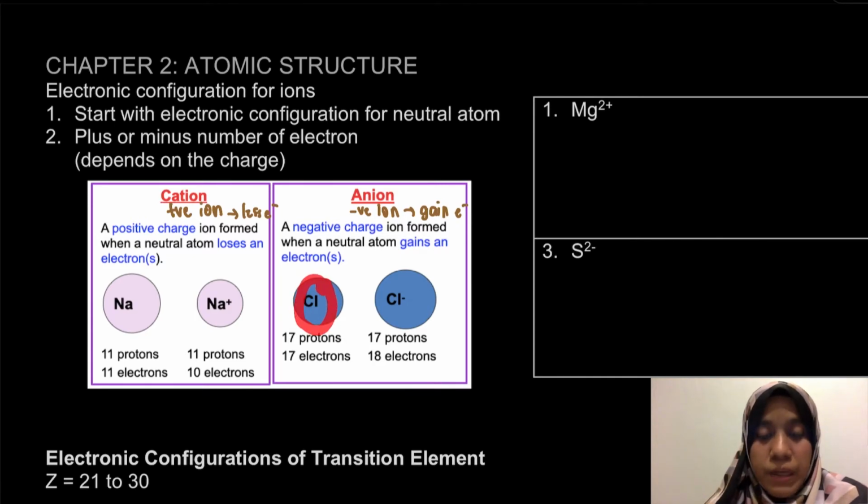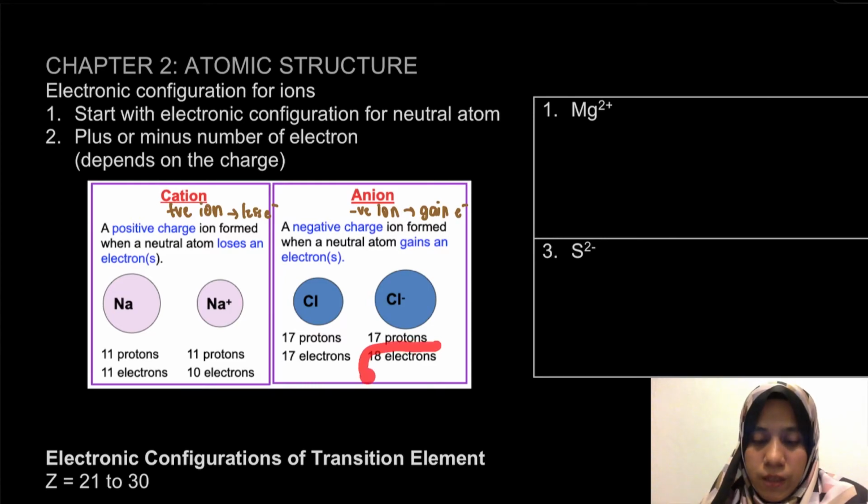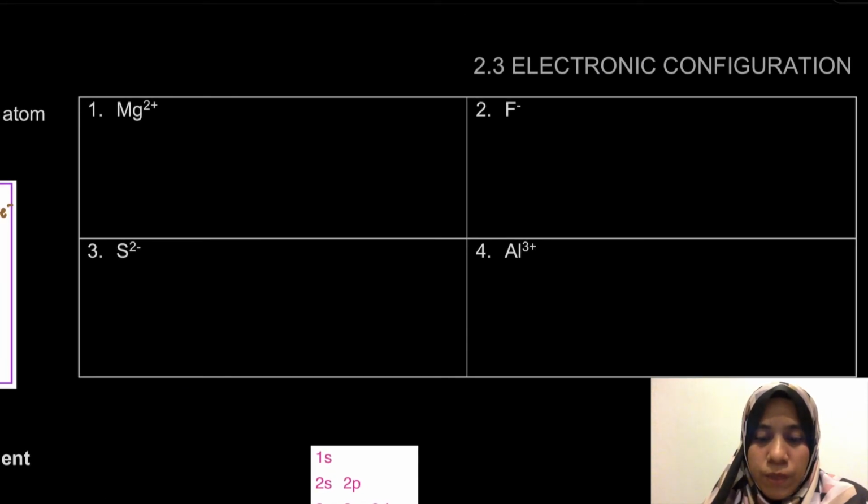Okay, so for example, chlorine. For the neutral one, it's 17 protons and 17 electrons. But then, once it becomes an ion, Cl negative, it means that it accepts one electron. So, when it accepts one electron, it means that the electrons increase from 17 to 18. Okay, so right now, let's look at example number 1 and we'll do it together.